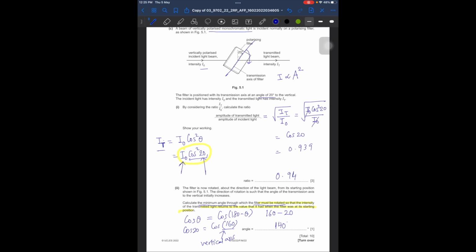Sometimes we might just write it as 160. But we need to know that 160 is from the vertical axis, which is this. We started from this as our initial position. So from the initial position, how much more do we have to rotate? That will be 140.